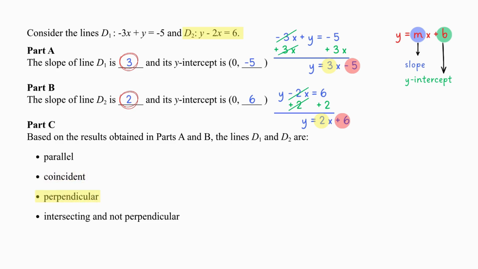Perpendicular lines have slopes that multiply to equal -1. Let's test ours. 3 times 2 equals 6. This is not -1, so they are not perpendicular. The correct choice is intersecting and not perpendicular.